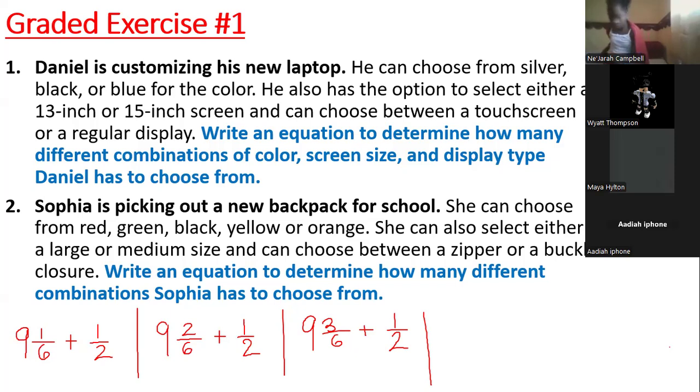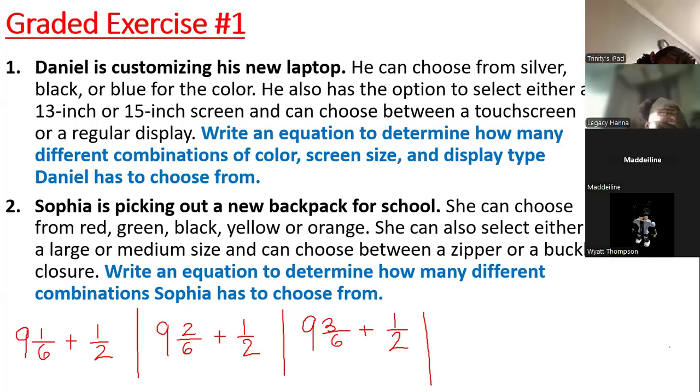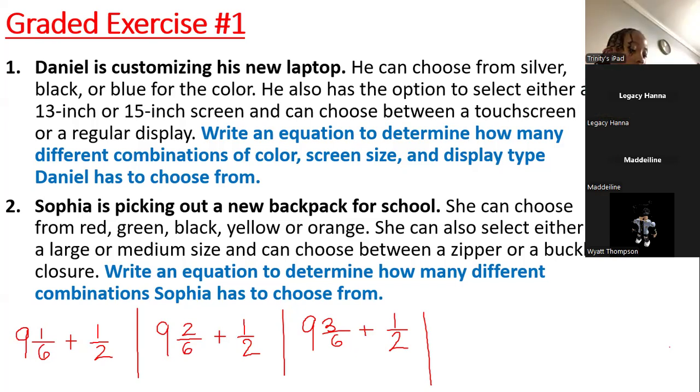Daniel is customizing his new laptop. He can choose from silver, black, or blue for the color. He also has the option to select either a 13-inch or 15-inch screen. He can choose between a touchscreen or a regular display. Write an equation to determine how many different combinations of color, screen size, and display type Daniel has to choose from. Good. Madeline, explain how we're going to get an answer for number 1.